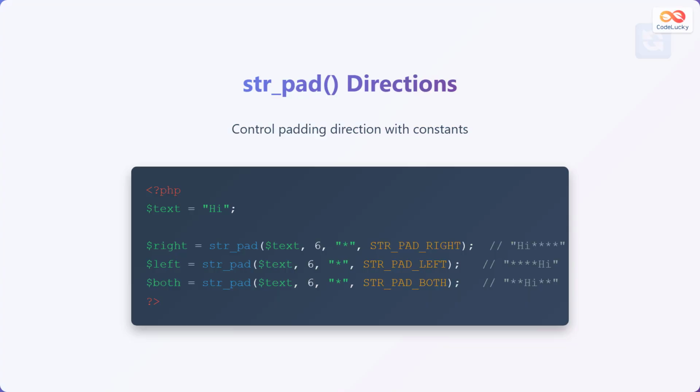The second call pads the string on the left with asterisks, so we get 4 asterisks followed by hi. The third call pads the string on both sides with asterisks, which results in 2 asterisks, followed by hi, followed by 2 more asterisks.